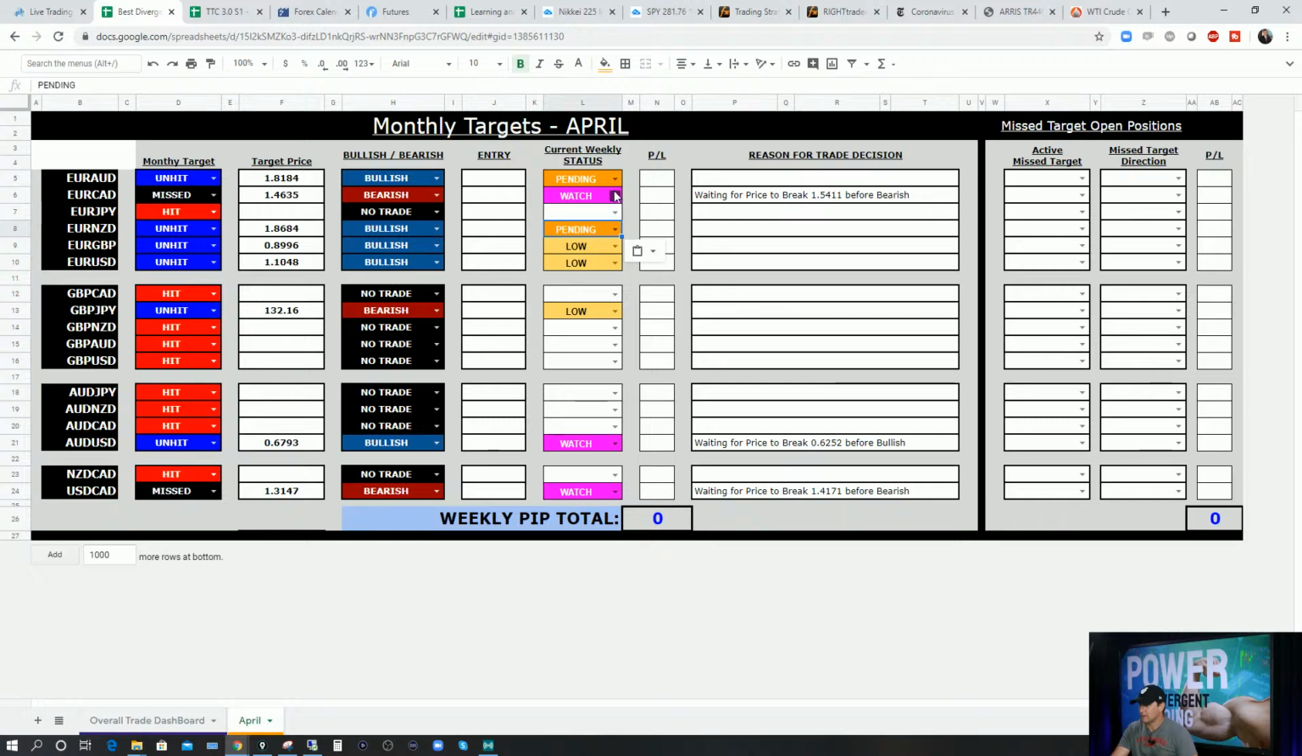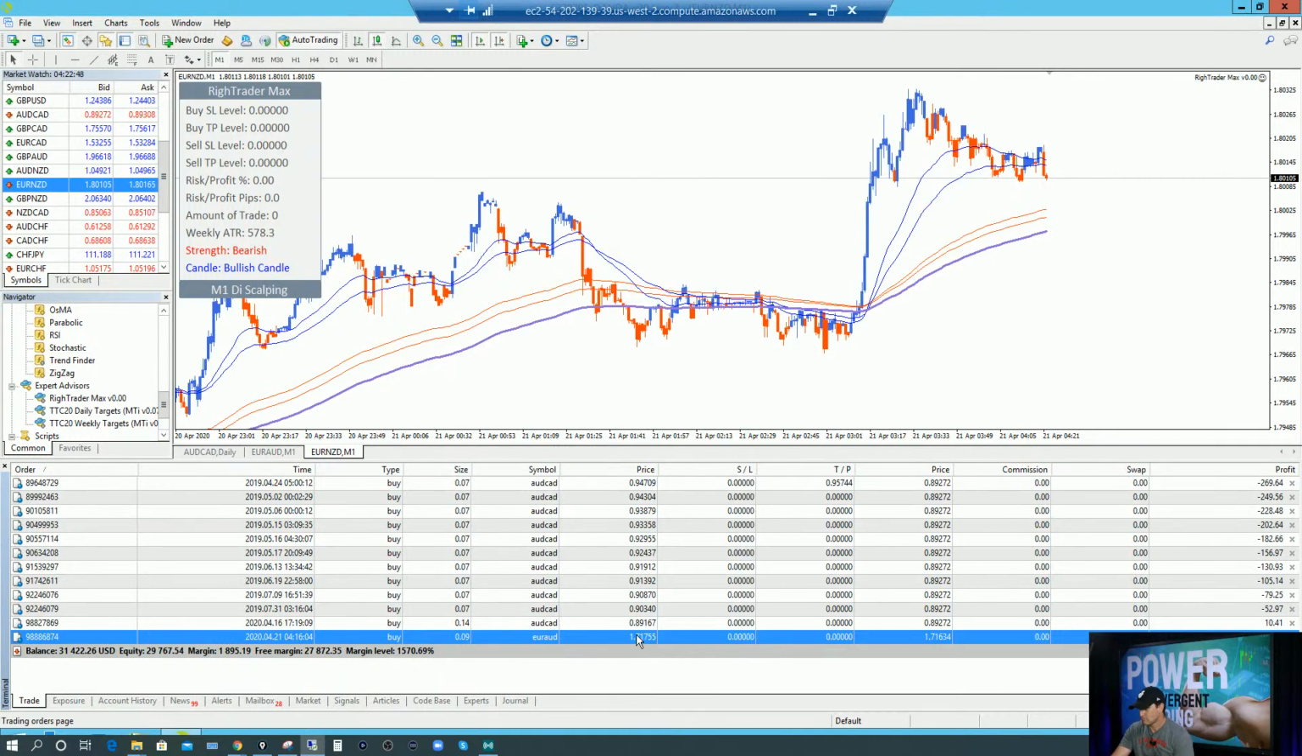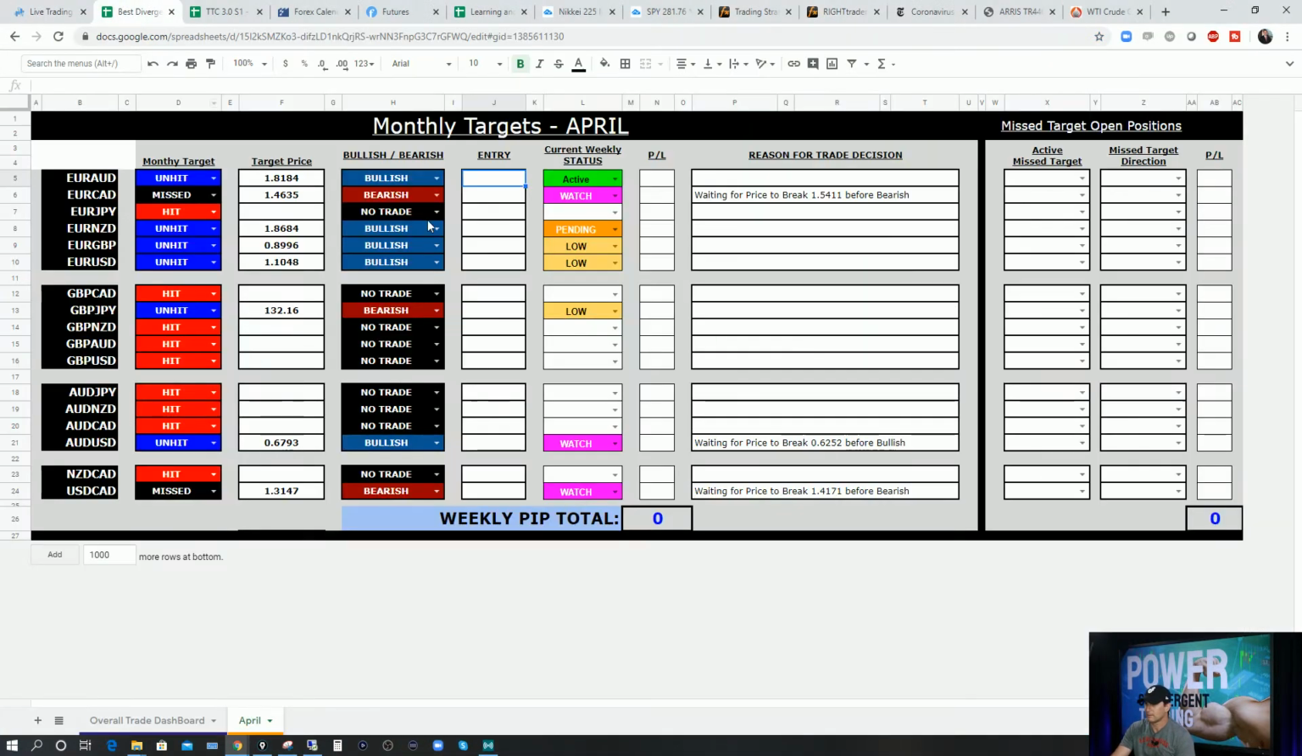This one is pending, and this one right here we're active. We got in with our first trade right here. Let's take a look. The Euro Aussie, we got in at 71.75. I know that I'm going to pick up multiple entry points, so this will be my average entry right here.